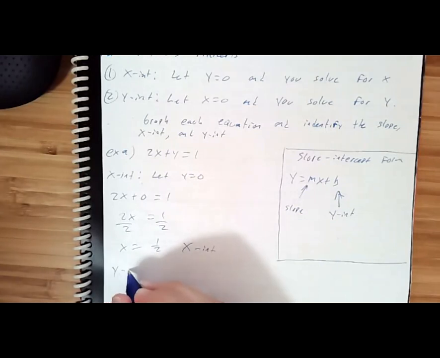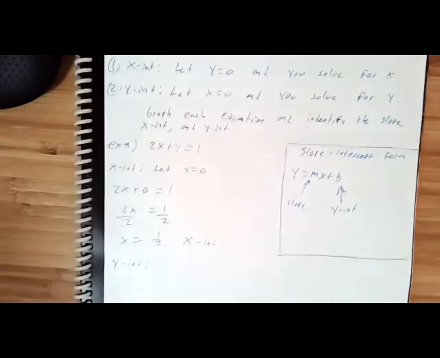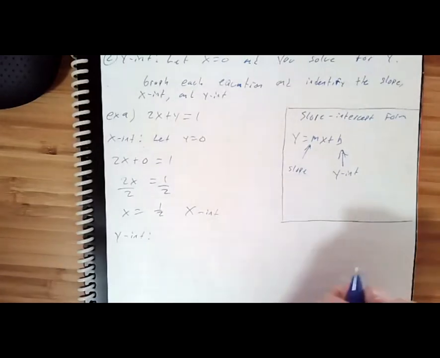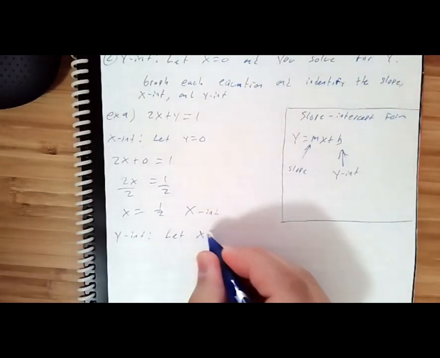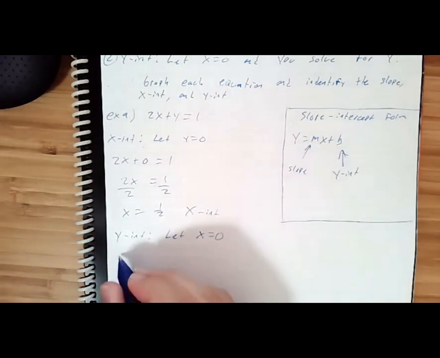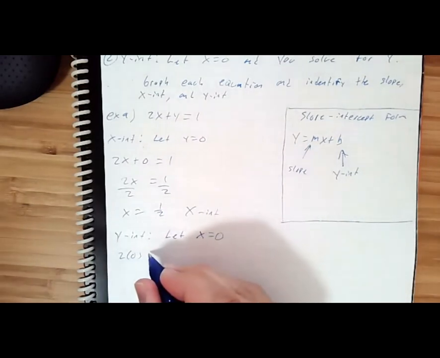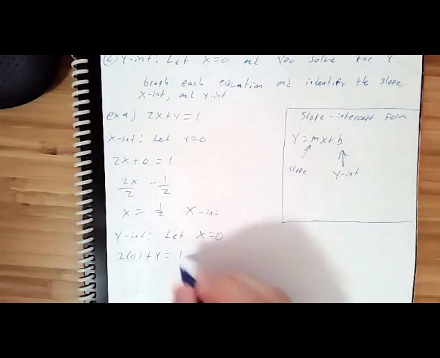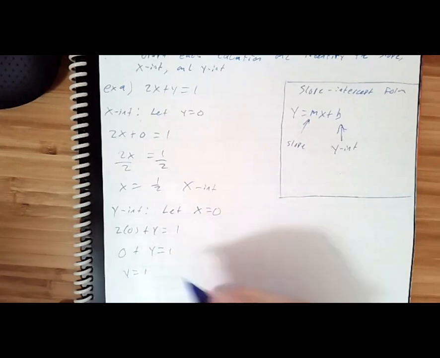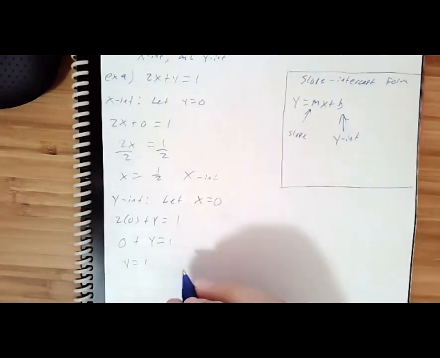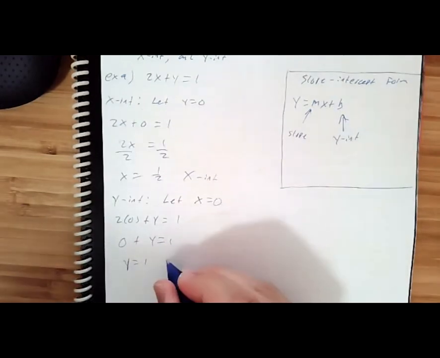Y-intercept, we could do it the same way. Let x equal 0, and we get 2 times 0 plus y equal to 1. So 0 plus y equals 1. That's it. y is equal to 1 is the x-intercept. Sorry, y-intercept.